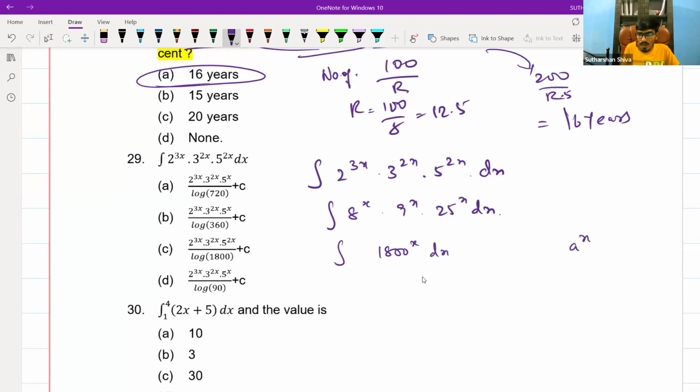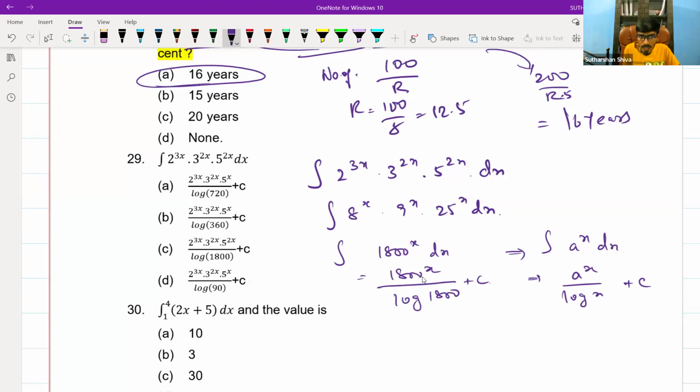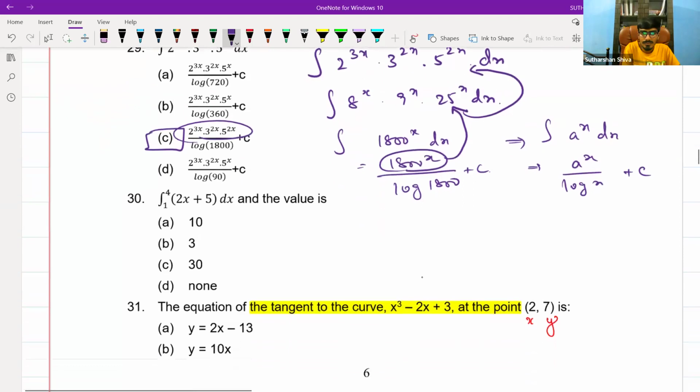If it is a constant to the power x into dx, if I integrate, it will become a power x divided by log a plus c. The same way, it will become 1800 power x divided by log 1800 plus c. So here log 1800 is given. I'll go with option C. If they have given 1800x, it is nothing but this multiplication, right? The same question. So I can easily do it.